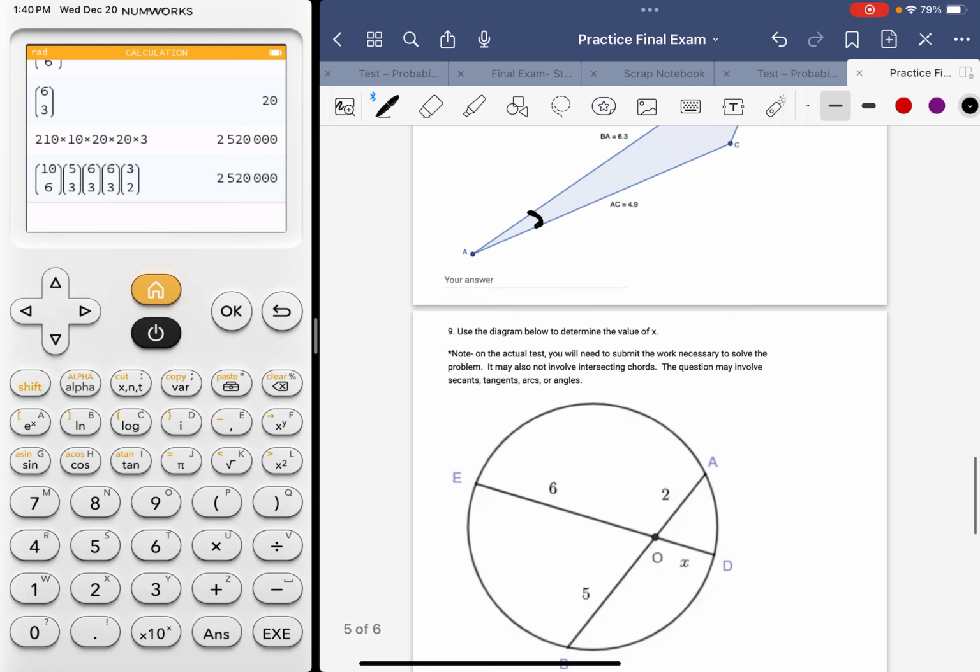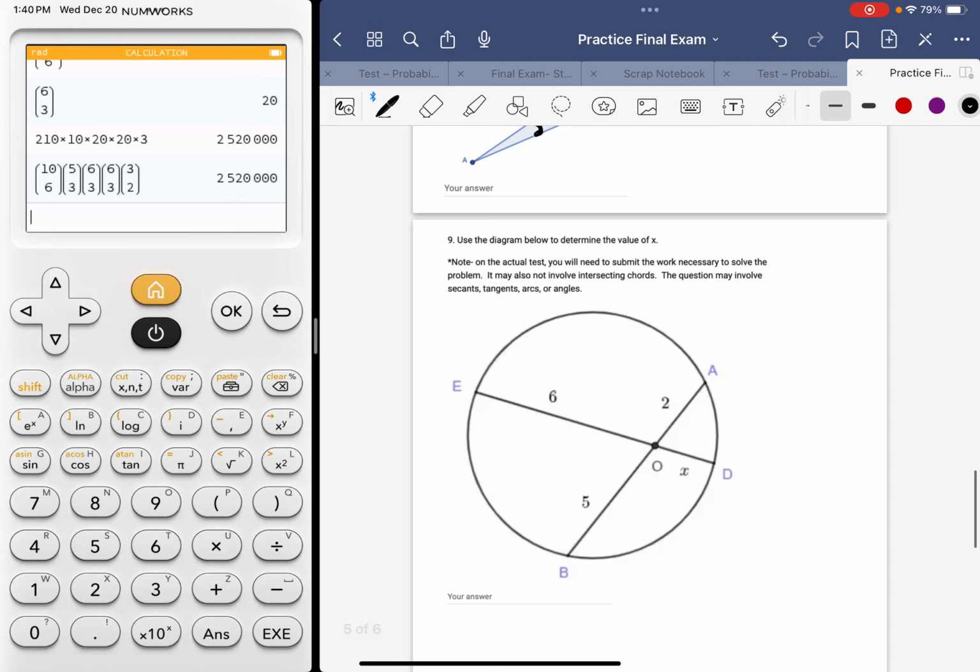All right, and then number 9. Number 10 is going to be a proof. The possibilities are varied, so there really is nothing to go over there. You just review the different proofs we've done throughout the semester.